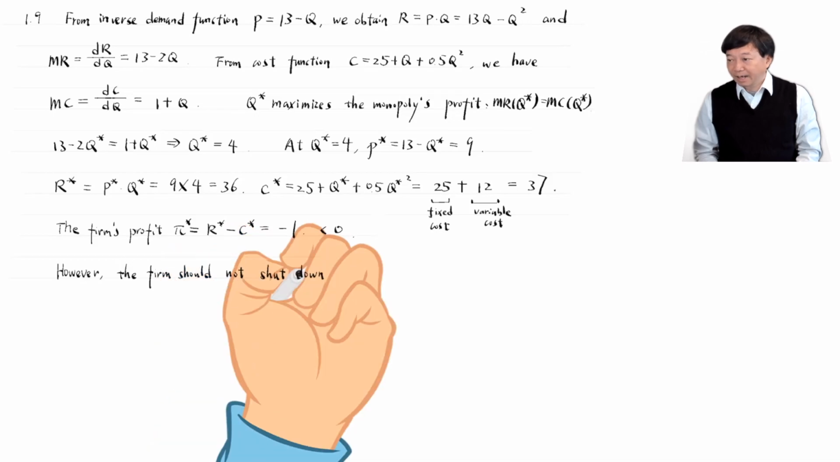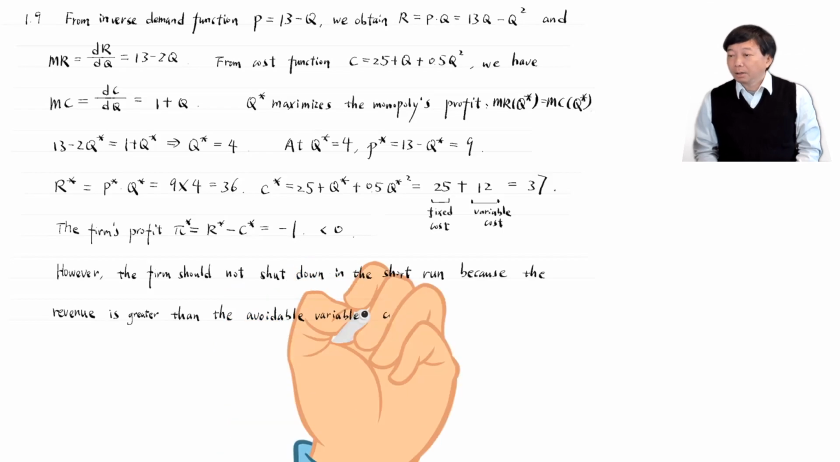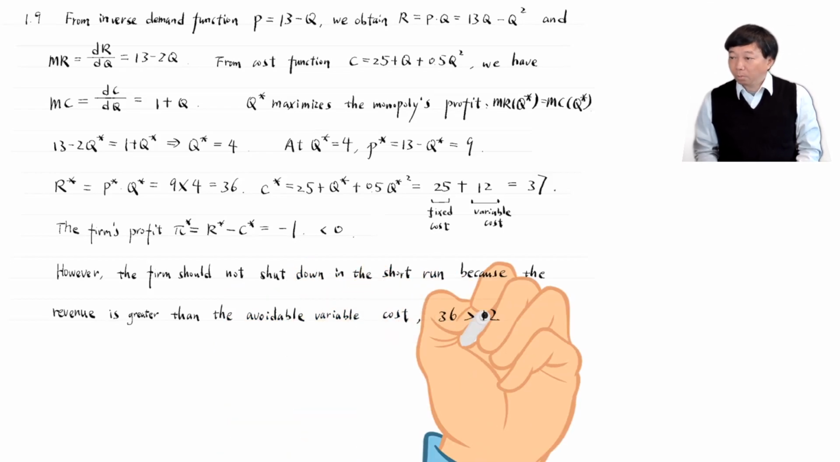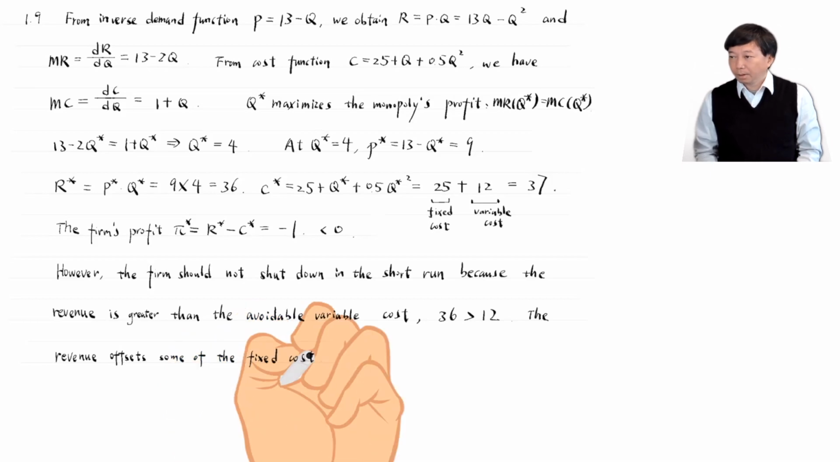Although the profit is negative, the firm should not shut down in the short run because the revenue is greater than the avoidable variable cost. The revenue offsets some of the fixed cost. If it operates, its profit is minus 1. By contrast, if it shuts down, it loses the fixed cost of 25. Therefore, the monopoly is better off operating despite losing money because it loses less than shutting down.